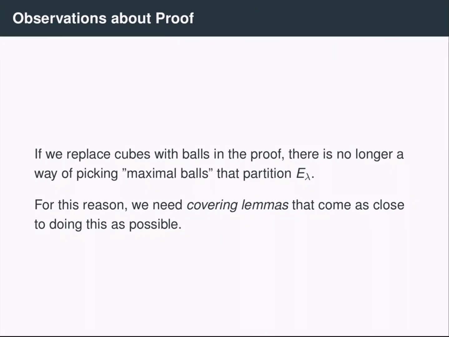So let's make a few observations about the proof. First of all, notice that if we replace cubes with balls in the proof, this doesn't give us a proof of the original Hardy-Littlewood maximal inequality. The reason why is because we no longer have this nice covering lemma that says by picking maximal balls, we can partition E lambda nicely using balls from our collection. That was a very unique property of dyadic cubes. And it's for this reason that we're going to need covering lemmas specific to balls, so we can come as close to doing this as possible. So in the next video, we'll cover one of these covering lemmas, the 5R covering lemma.